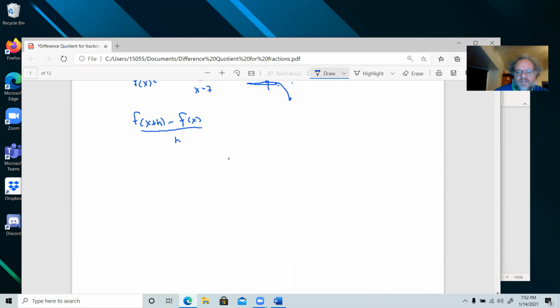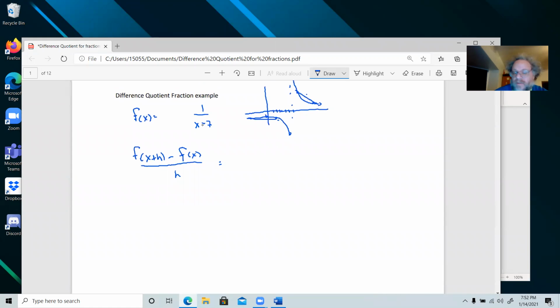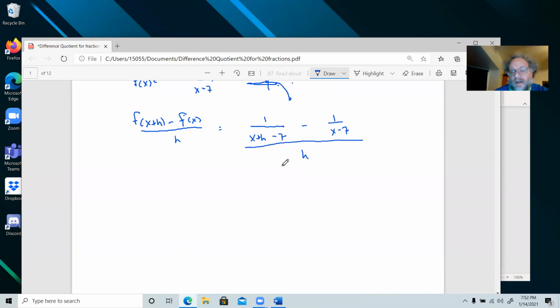Remember, that's our formula. And what we're going to do is plug in, right? Everywhere we see an x here, we are going to replace it with x plus h. So this is going to be 1 over x plus h minus 7 minus 1 over x minus 7. That's just our f of x, all over h, right? So next thing we're going to do is now we got to get common denominators, all right? So we're going to multiply this side by x plus h minus 7.